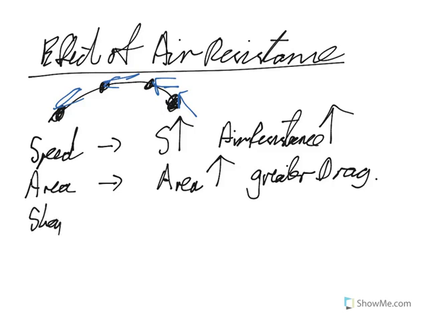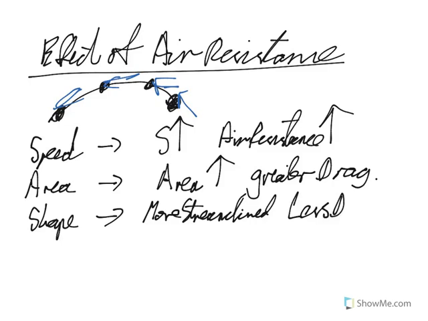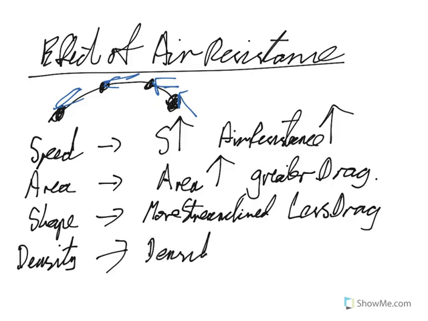The shape: is it aerodynamic or is it a brick? So, more streamlined means less drag. And also, it depends on the density of the air. So on cold, damp days, where the density is up, that means greater drag. So the upshot, it's quite complicated.